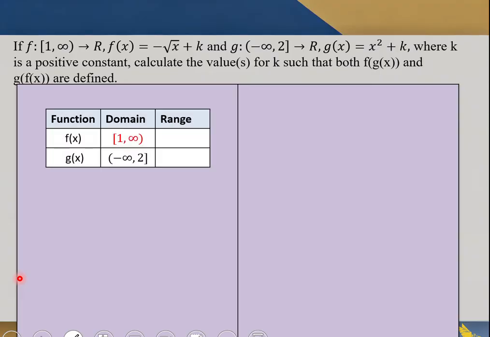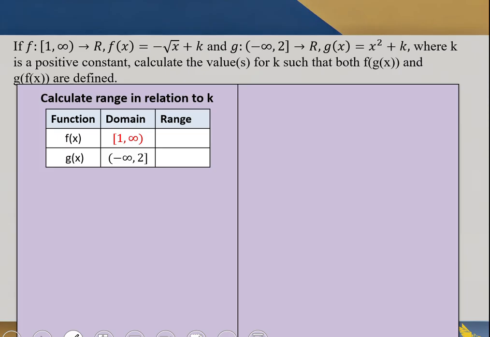The first thing I just put into my table is what we've already been told. So we've already been told the domain for both of our functions. I've just grabbed that from our function notation and placed it in. The next thing we need to look at is our range. What would our range be?